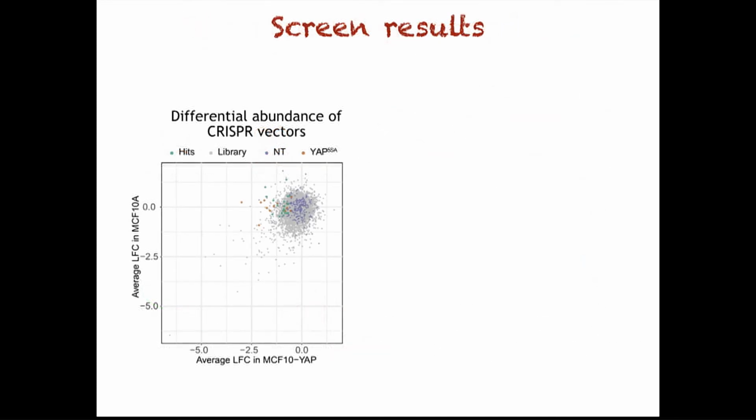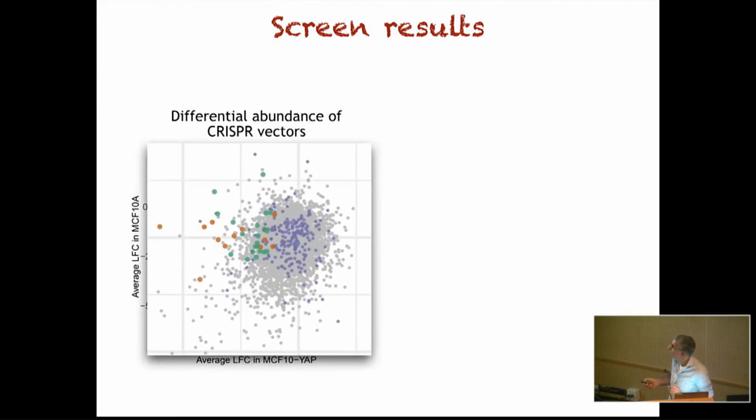All right, so this is more or less the results. If we compare the two cell populations, in blue you can see the controls. In orange, red, these are the positive controls. So all these are guide RNAs against active YAP. You can see that they all shifted to the left in this MCF10A YAP, but remain almost the same in this MCF10A. So it really worked.